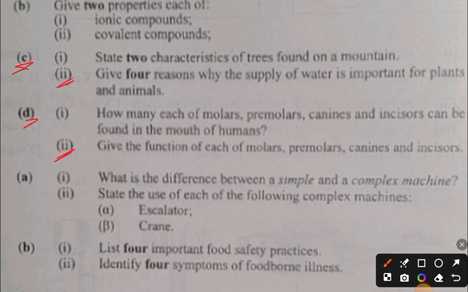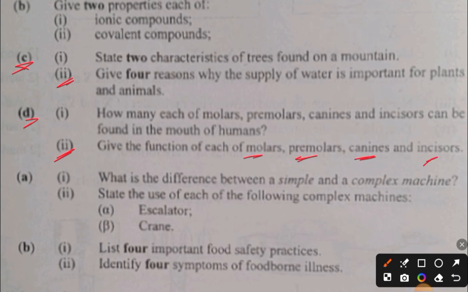Then give the function of the molars, premolars, canine, and incisors. So the molar is used for grinding food. The premolar is used for tearing and also grinding food. The canine is used for tearing flesh. And the incisor is for cutting food.